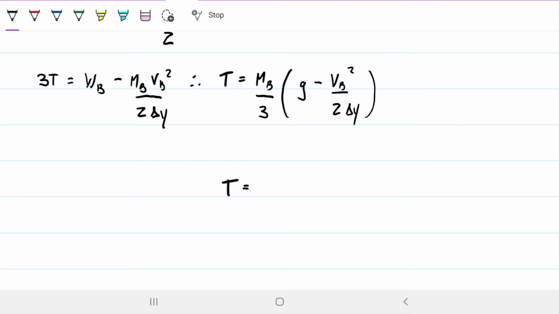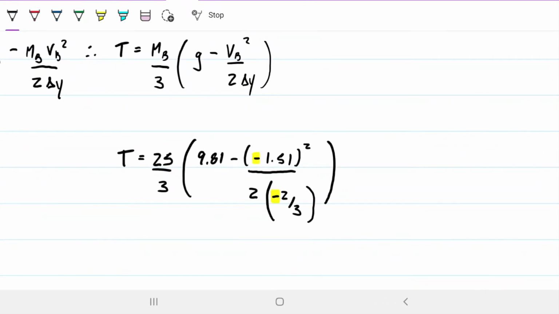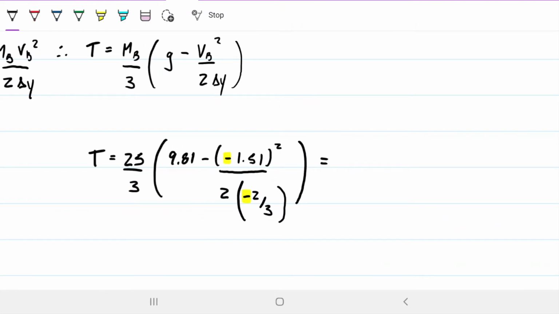So T equals 25 mass of B divided by 3, times 9.81 minus the velocity of B that we found, which is negative 1.51, squared. The 2 is a constant, and our delta y we found is negative 2/3. These signs are very important because remember they are related to our assumption of it being downwards. That's all. So this is equal to approximately 96 newtons.